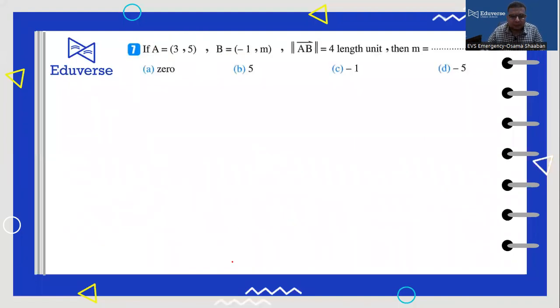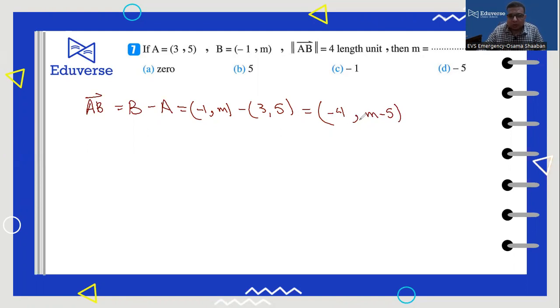Number 7. If vector A equals 3 and 5, B equals negative 1 and m, the norm of AB vector equals 4 length units. Then m equals what? I need the norm of AB vector. Okay, AB vector, that means B minus A. So B is negative 1 and m minus A, which is 3 and 5. So equals negative 1 minus 3, which is negative 4, and m minus 5 here.